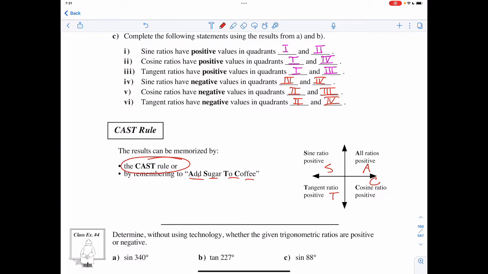In quadrant 1, all of them are positive: tan, sine, and cosine, all positive. In quadrant 2, only sine is positive. Quadrant 3, only tan is positive. Quadrant 4, only cos is positive. And in quadrants 2, 3, and 4, the one that isn't positive, or the two that are not positive, are obviously negative.